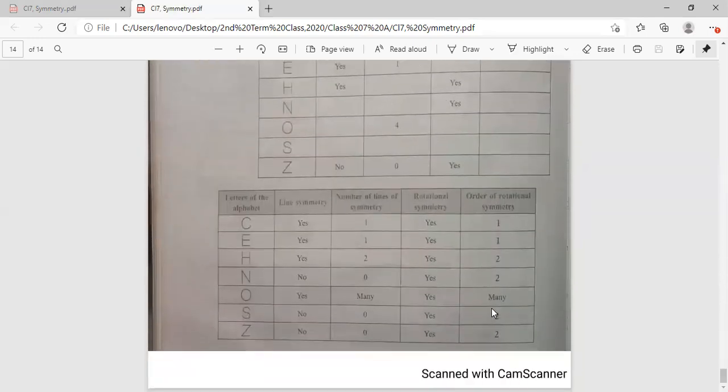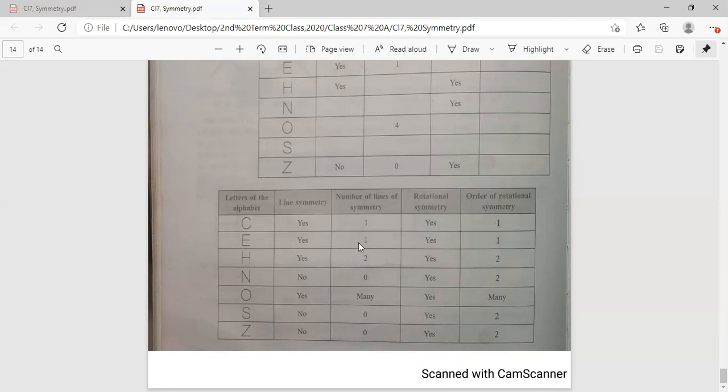Then you have this table, letters of the alphabet. Line symmetry, you already have seen. How many lines of symmetry? You know, O or 0, all these are many lines of symmetry, infinite lines of symmetry. And rotational symmetry is also many. And you can find the order of rotational symmetry.